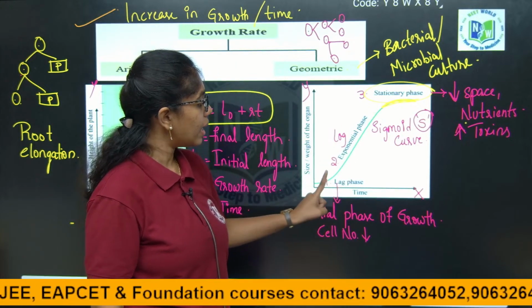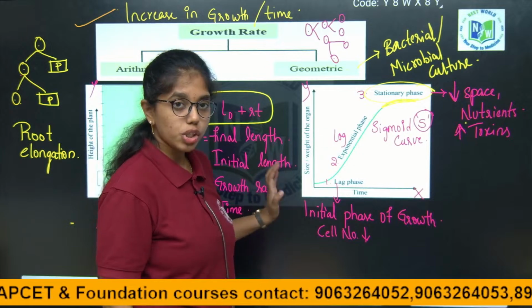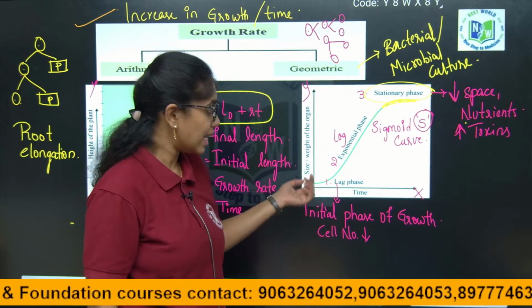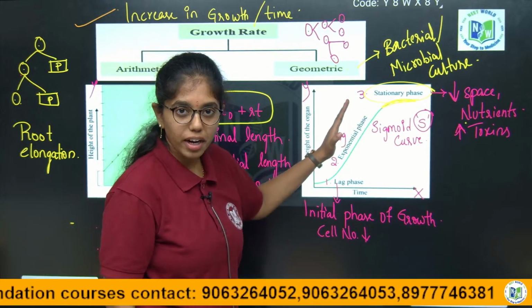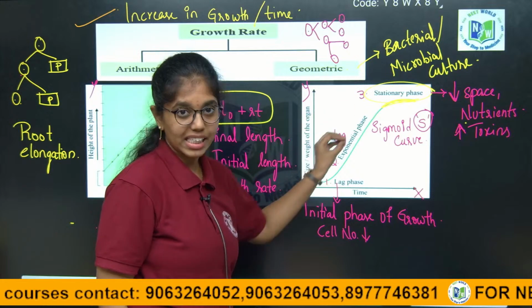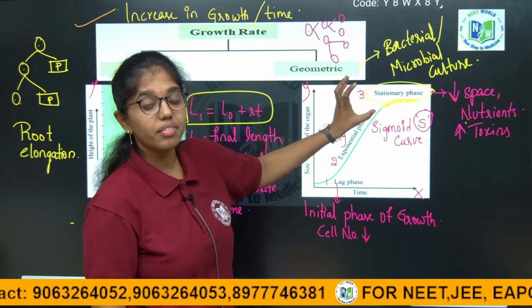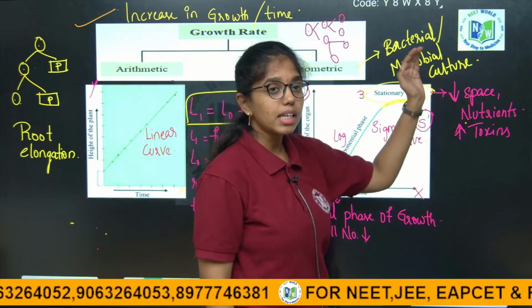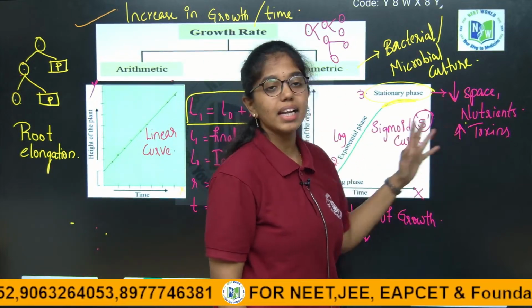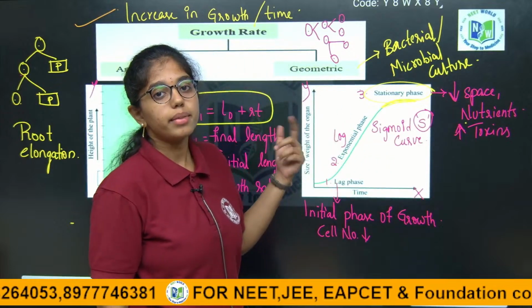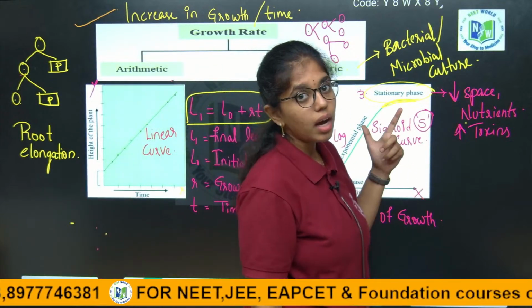What are they, beta? Lag phase, during initial phase of growth cell number is less, then log phase or exponential phase where rapid or drastic growth is seen, and then stationary phase is observed. This is because of decrease in the space or nutrients or increase in the amount of toxins that are released by the bacteria in the culture.